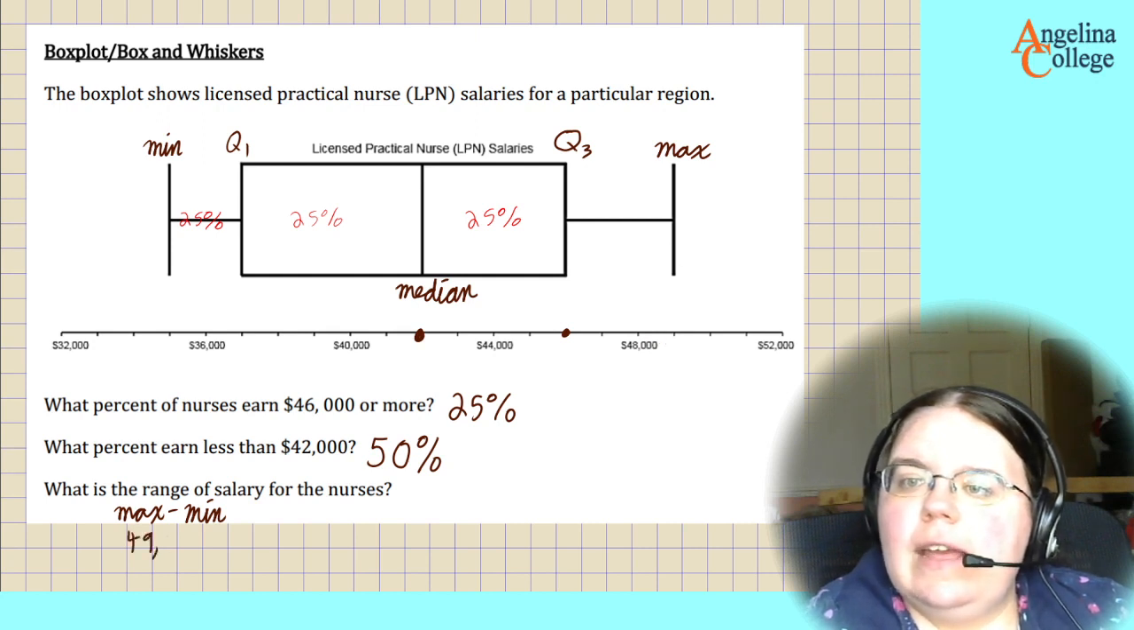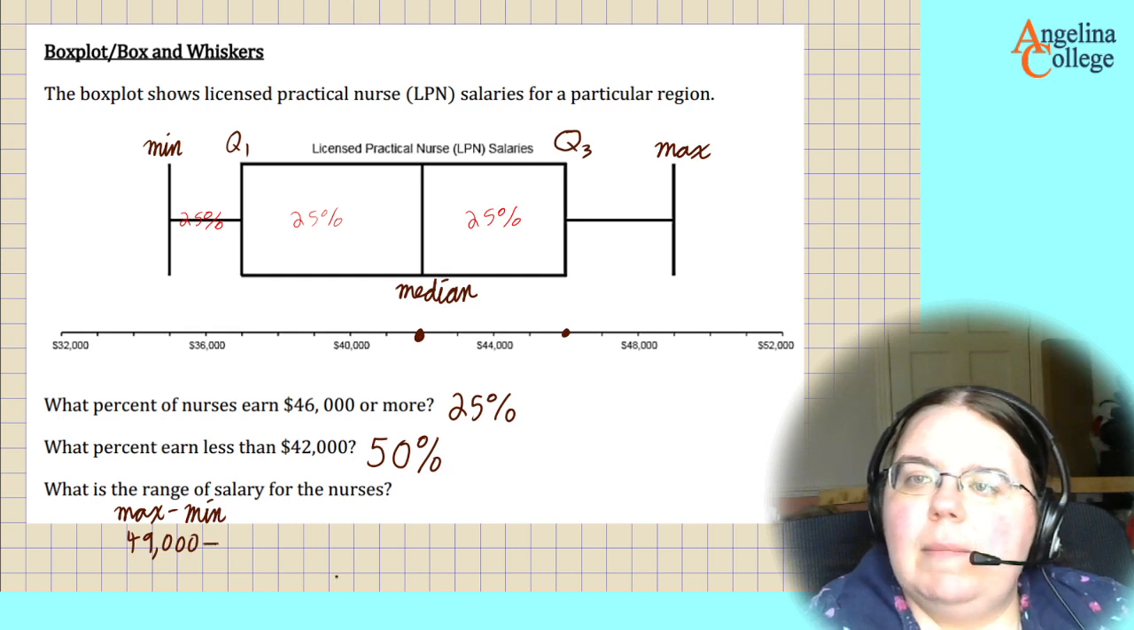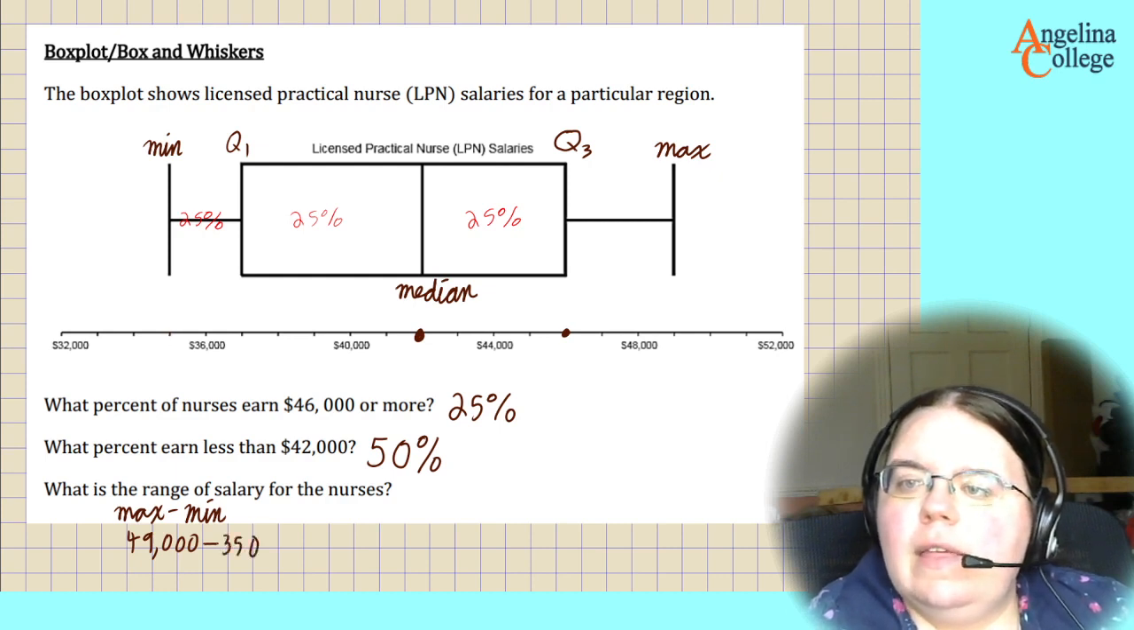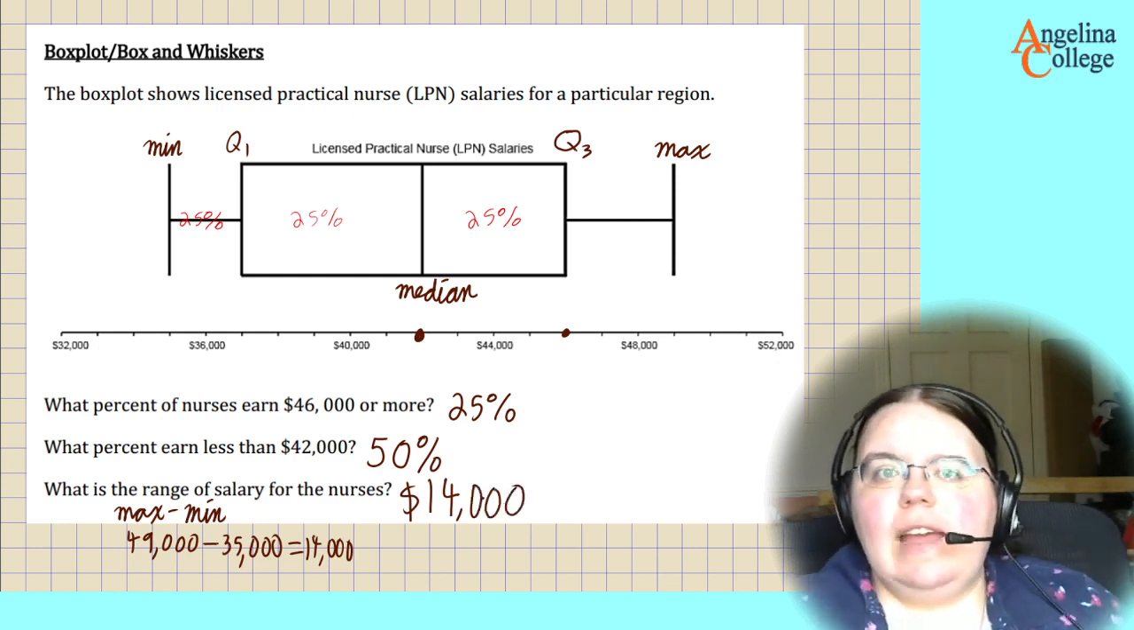So 49,000 minus then the minimum. Well, here we are. Let's see. That's this line right here. Below it is 32,000. Let's see, 32, 33, 34, 35. So 35,000. And that comes out to 14,000. So there's a $14,000 range of salaries. Why does that happen?